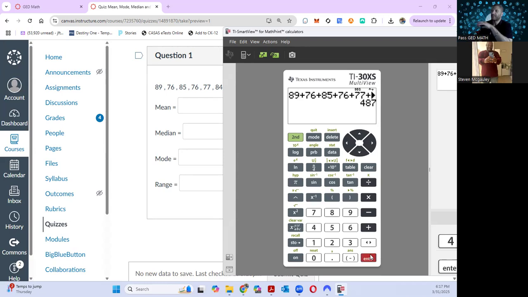Press enter and you should get your total. What did you get for your total? 487. So that's your total. Understand what we did: we added them up. Then we're going to divide by how many there are. We count one, two, three, four, five, six. We're going to divide by 6.